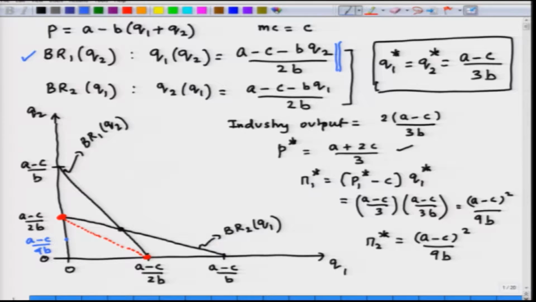Now, we already know that the best response function for firm 1 takes this particular form, right. It is (A - C - B times Q2)/2B. For each choice of Q2, firm 1 is going to choose its best response Q1 on this best response line. So, when firm 2 produces (A - C)/4B, firm 1 is going to deviate and choose a quantity obtained from its best response line. Let us figure out what that is.